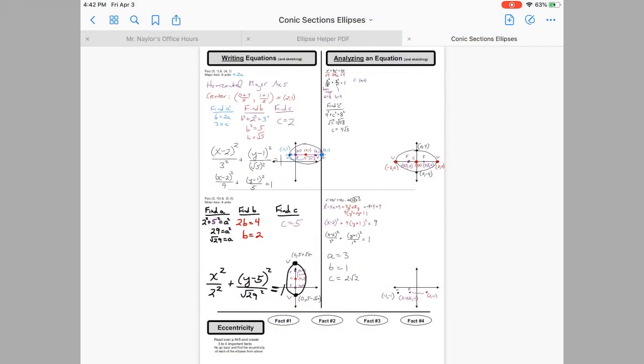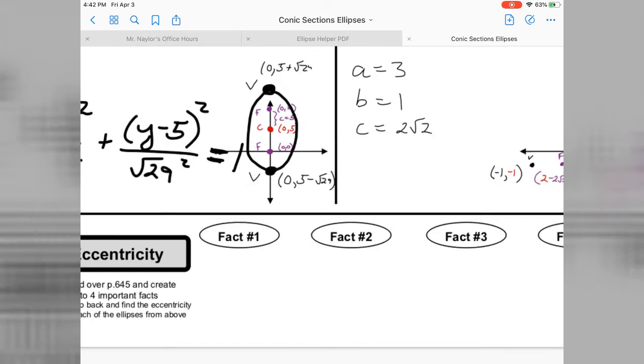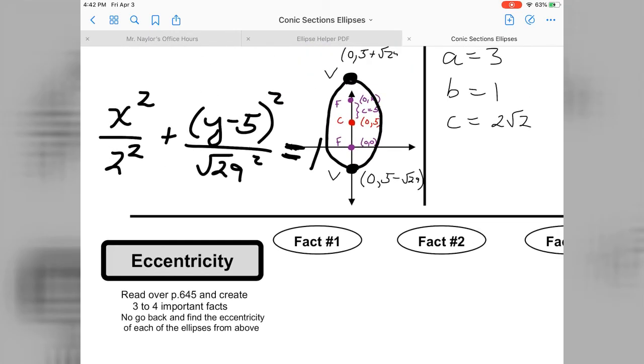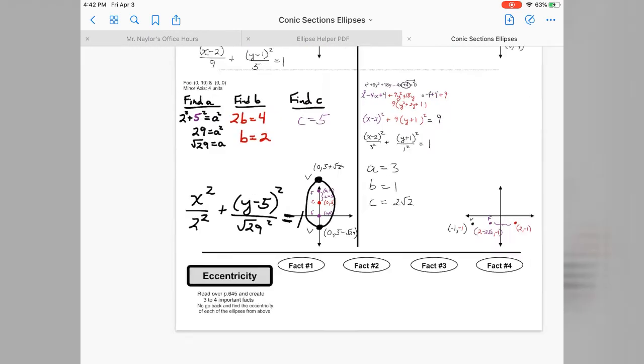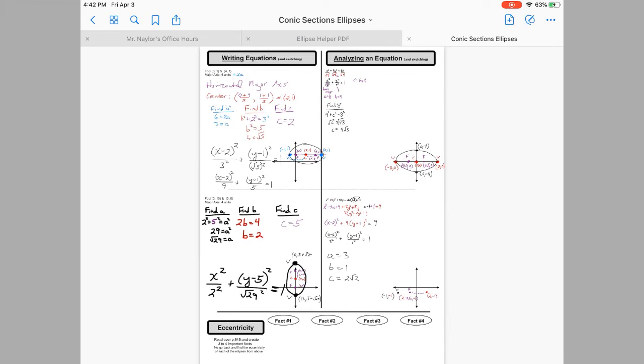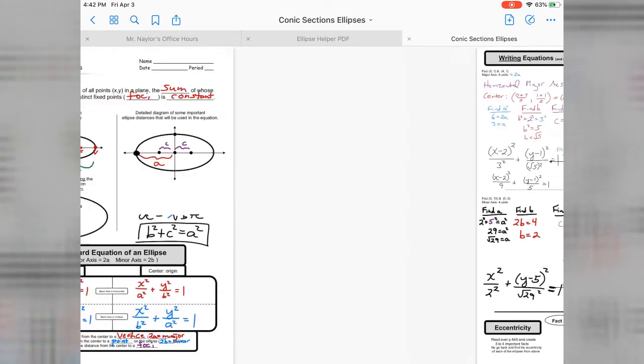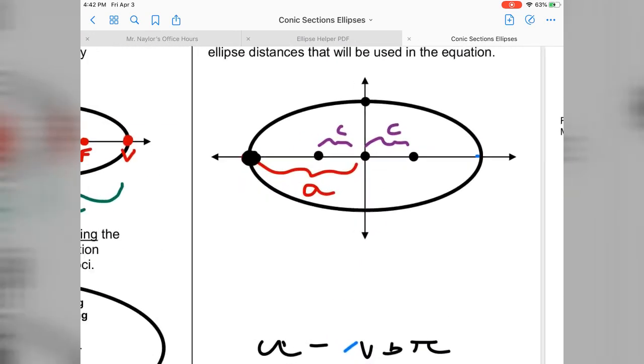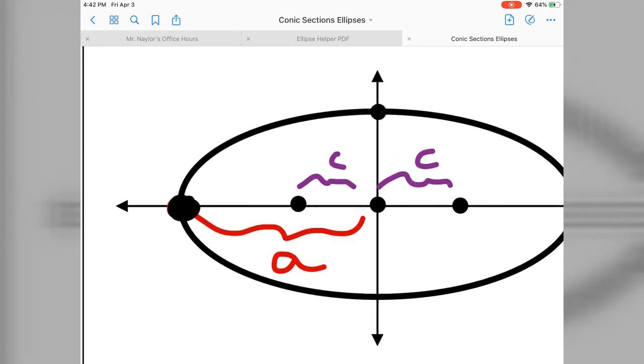Let's look at one last concept with ellipses, eccentricity. Now, eccentricity, you're going to find out, is a number that comes from comparing two distances. Simply the distance c, which is the foci distance, and the distance a, which is the distance from the center to the vertex on the major axis.